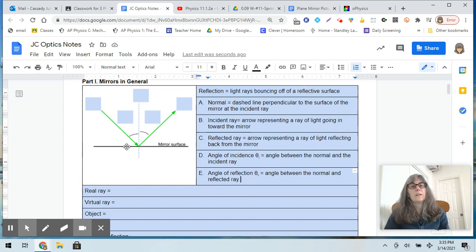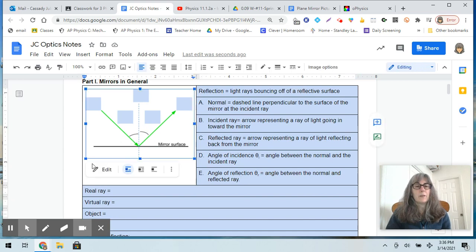So taking a look at our picture here, the incident ray is going to be coming in here. The reflected ray is bouncing back here. The normal is the dashed line perpendicular to that. Then the angle of incidence is this angle right here, and the angle of reflection is this angle right here. So we're going to go ahead and label those.